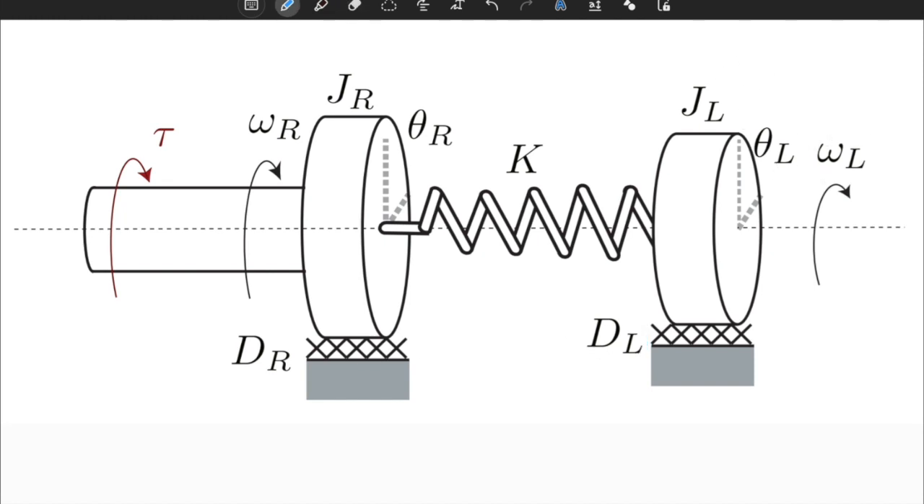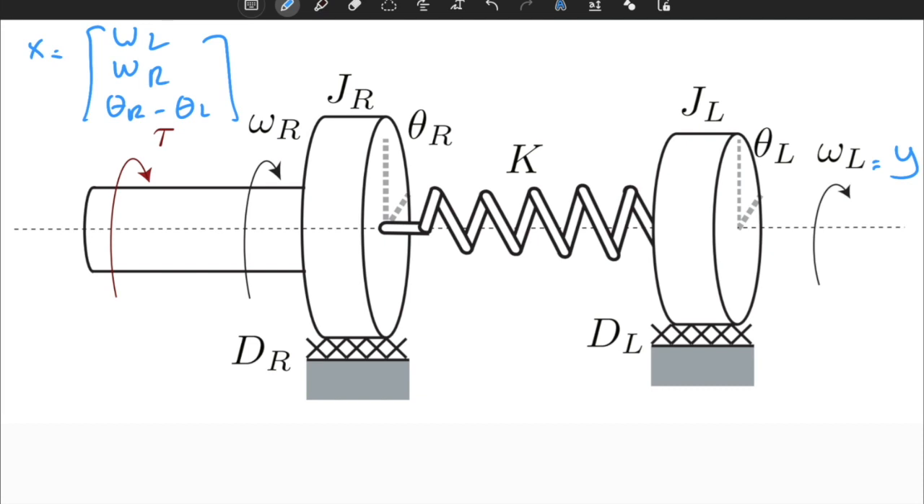It is given that the state space is defined with omega L, which is also the output of the system, then omega R, the angular velocity of the second body, and the third state equal to theta R minus theta L. This is a valid state definition for the system, and from this perspective we know that this is a third order system.